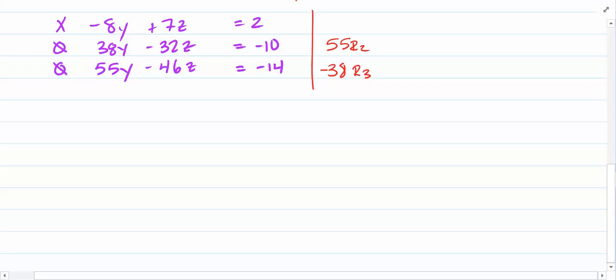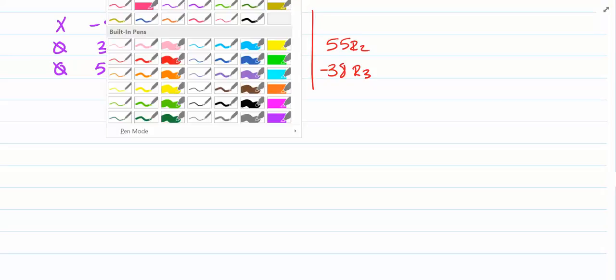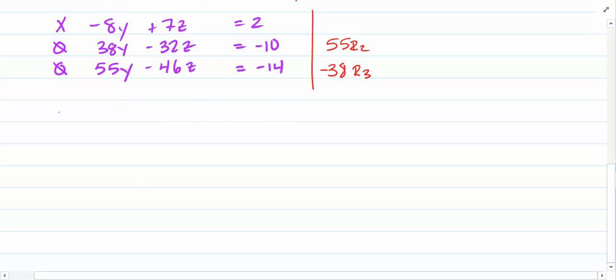Why would I do that? Yes, Annie, what do you see? Because the y's would become about the same number. Good, then the y's would become the same number but with opposite signs, right? Okay, so we're going to need calculators out for those of you who don't have one. So we're going to have x minus 8y plus 7z equals 2. Then I don't need to write anything down there. What's 55 times 38?